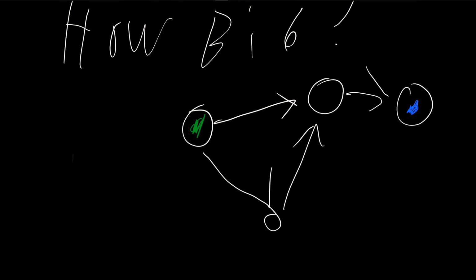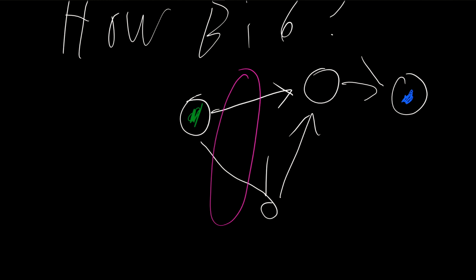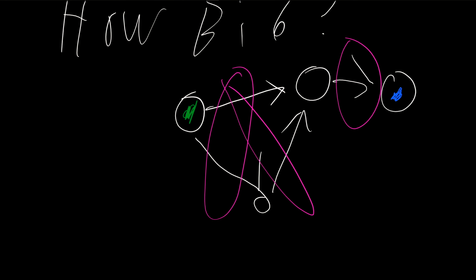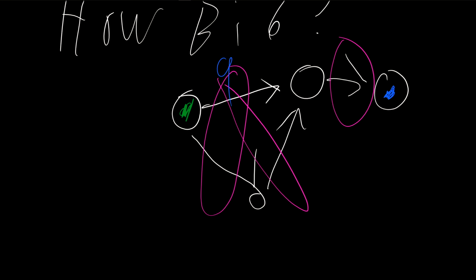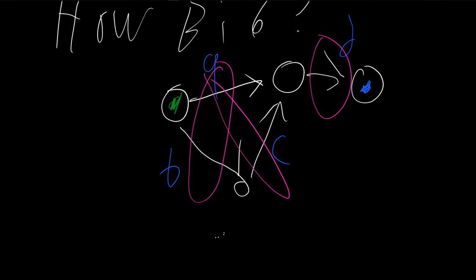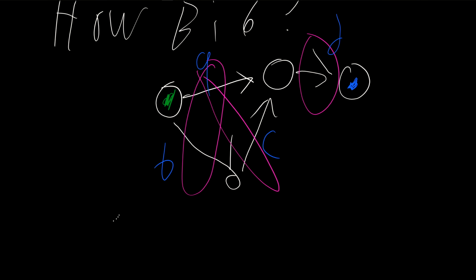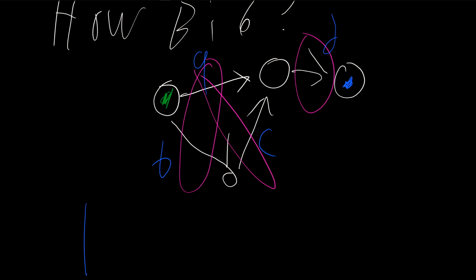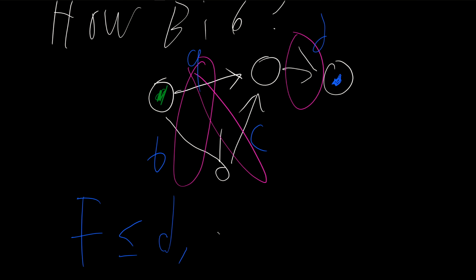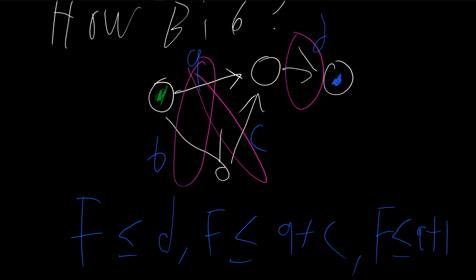If you're thinking about it, okay, well, if this is a cutset and this is a cutset and this is a cutset, and let's say that's A, that's B, that's C, that's D, then you can say, okay, well, whatever this max flow value is, let's call it big F. It's got to be at most D, and it also has to be at most A plus C, and it also has to be at most A plus B.